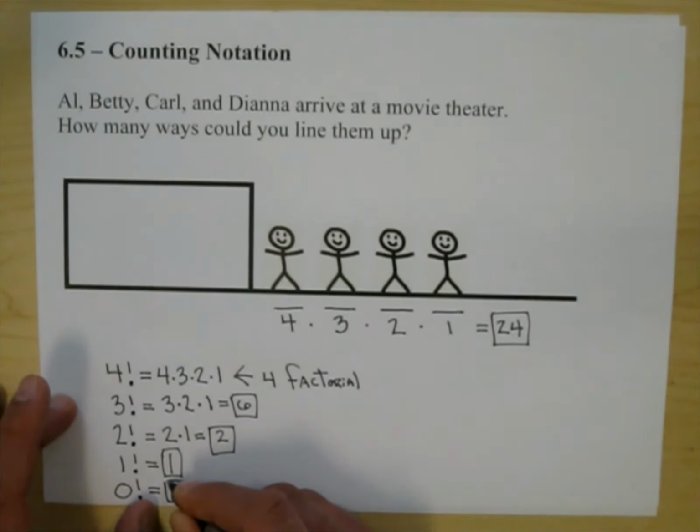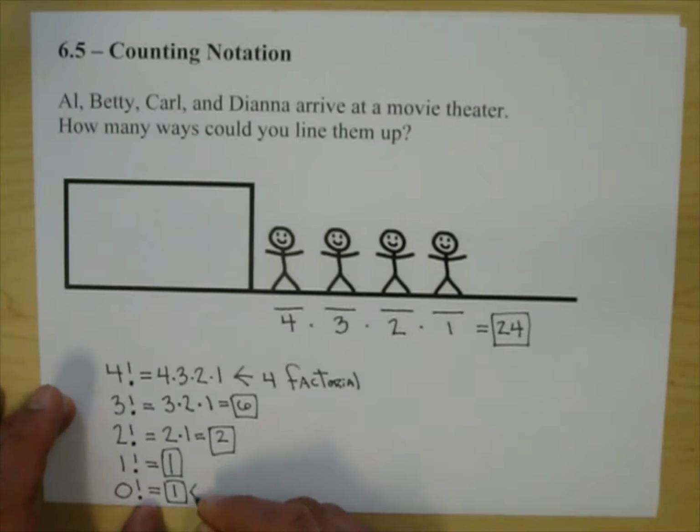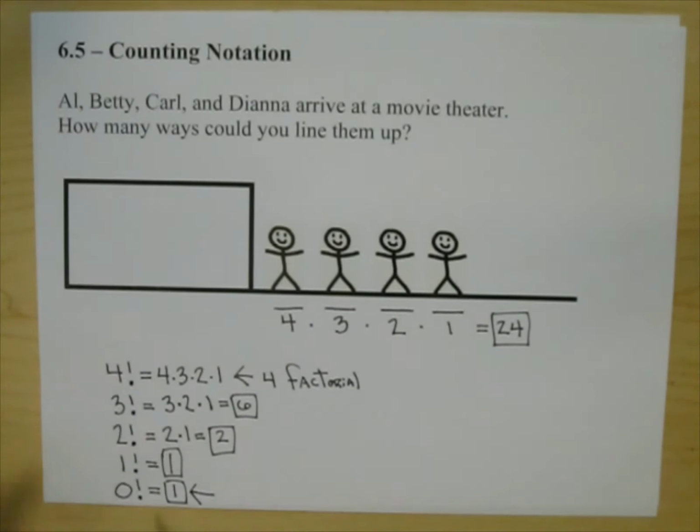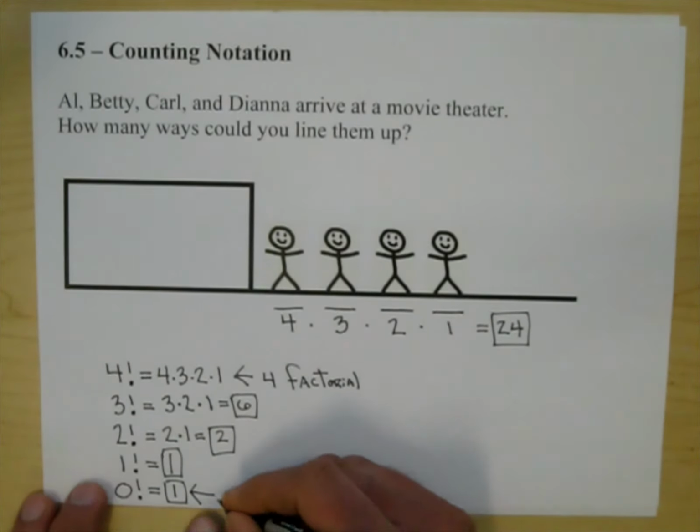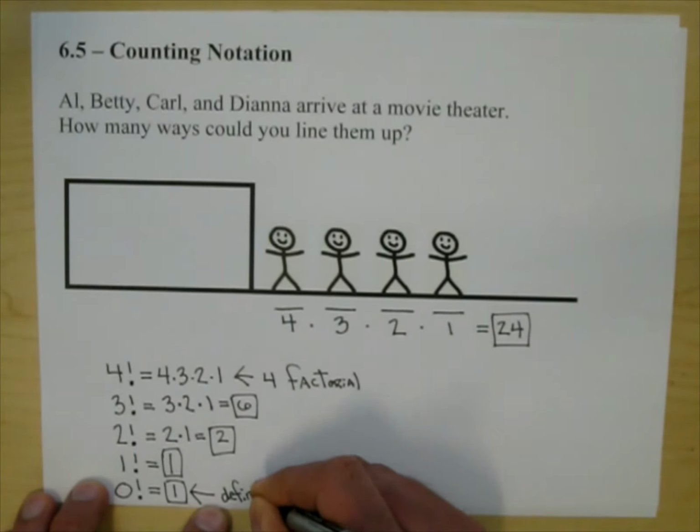Now, some of you might go, well, I don't like what you just did. 0 factorial equals 1. Well, if you don't like that, lots of books will say this is just a definition.